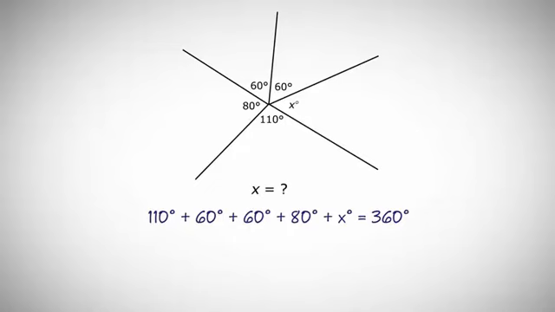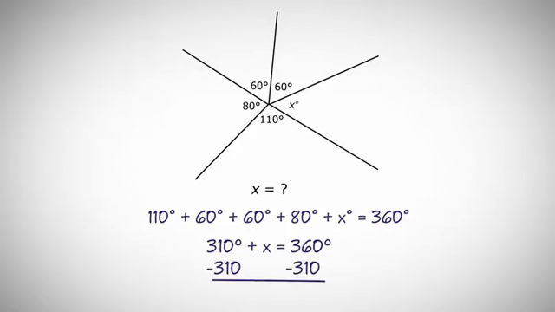Now let's combine the terms on the left-hand side of the equation. 310 plus x is equal to 360. To solve for x, we subtract 310 from both sides, ending up with x is equal to 50. Let's take what you learned about lines and angles and put it to the test with number 7.